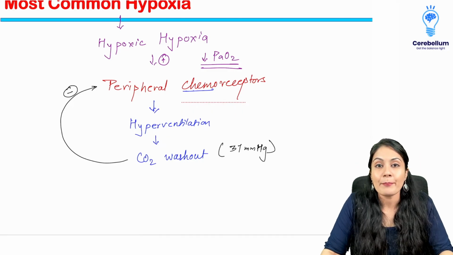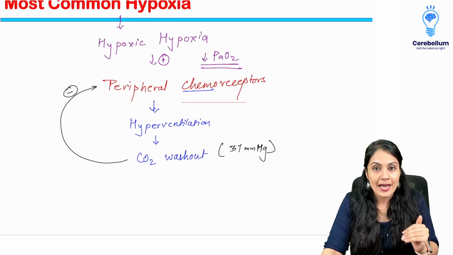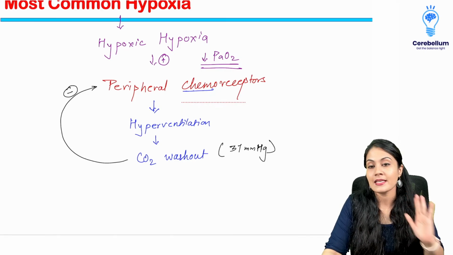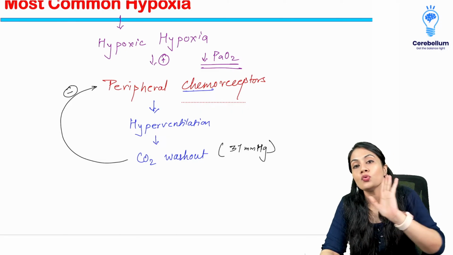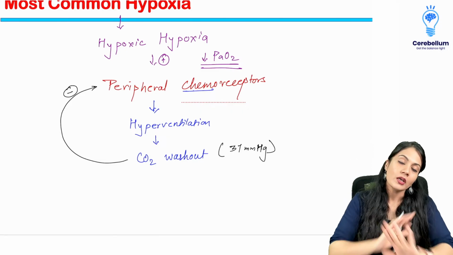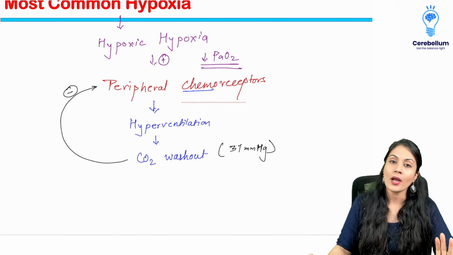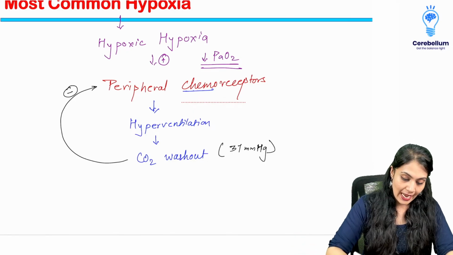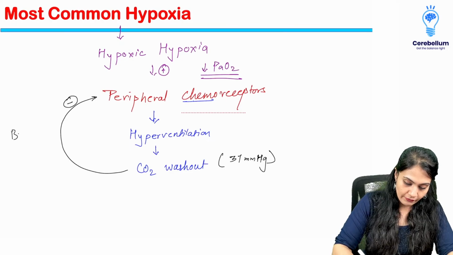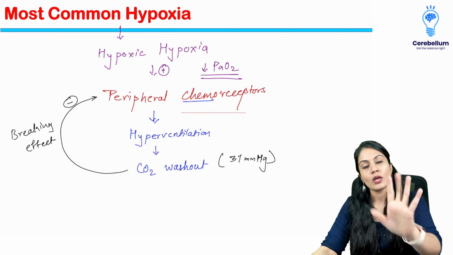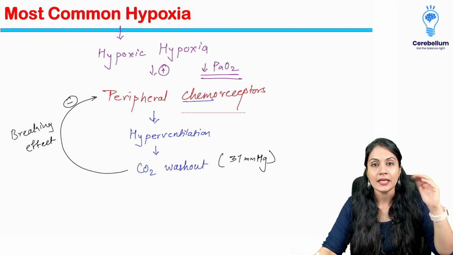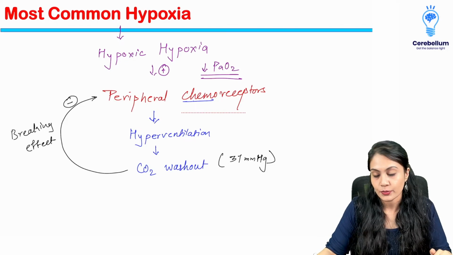That is known as the apneic point, below which, as soon as the carbon dioxide level comes to 37 mmHg, the respiration will stop. Why? Because it is going to inhibit the chemoreceptor, right? And this effect is known as braking effect. It is breaking that rhythm of hyperventilation, okay?